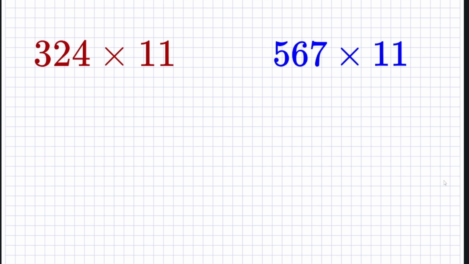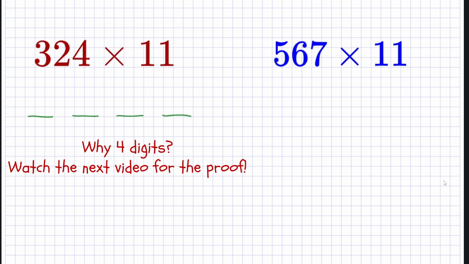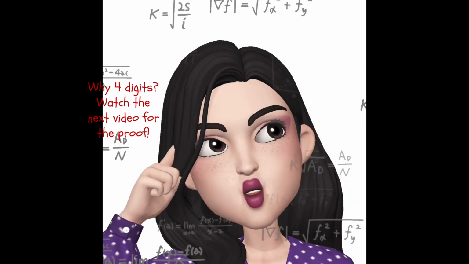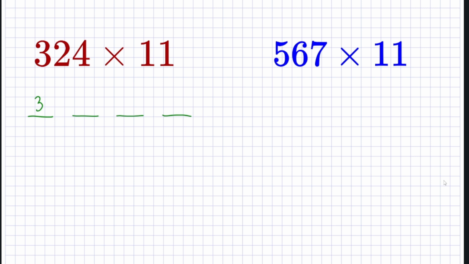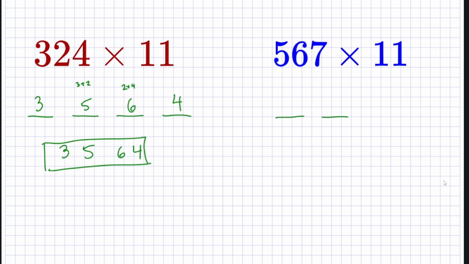So if we have 324 times 11, we're going to have 4 digits for our answer. The 3 and the 4 get split up. And then for the tens place, we're going to add 2 and 4 and get 6. And for the hundreds digit, we're going to add 3 and 2 and get 5. So our answer for 324 times 11 should be 3,564.